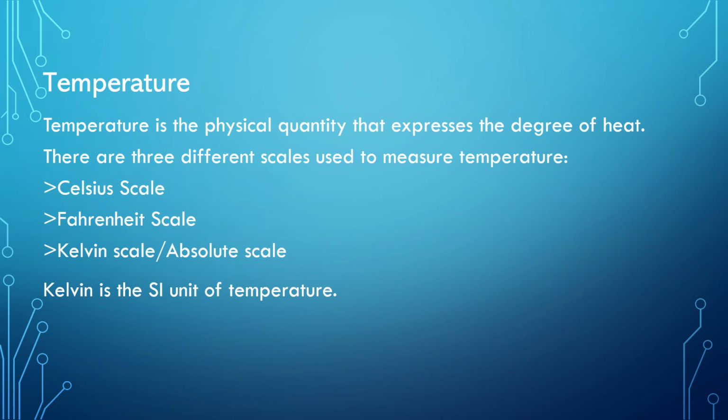Now, the Kelvin scale is the SI unit of temperature. The freezing point of water is taken as 273.15 Kelvin, or 273 Kelvin approximately, and its boiling point is taken as 373 Kelvin. Celsius and Kelvin scales are related to each other by the relation: Kelvin is equal to the magnitude of Celsius, plus 273.